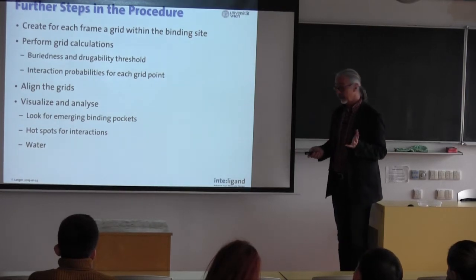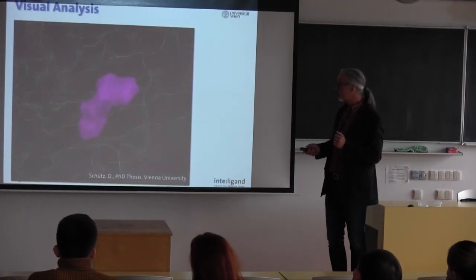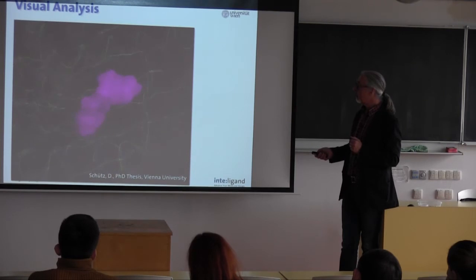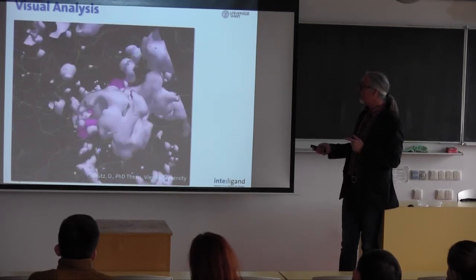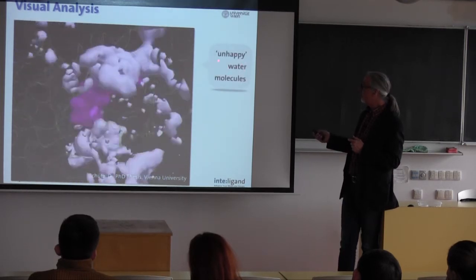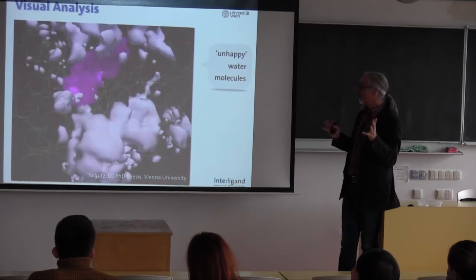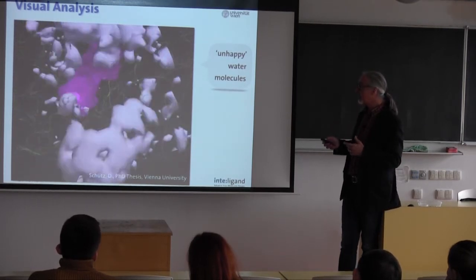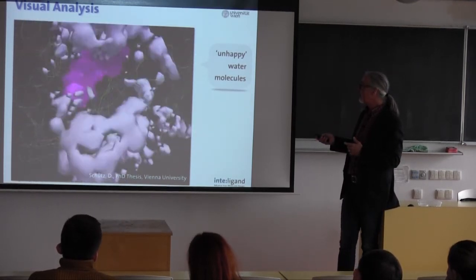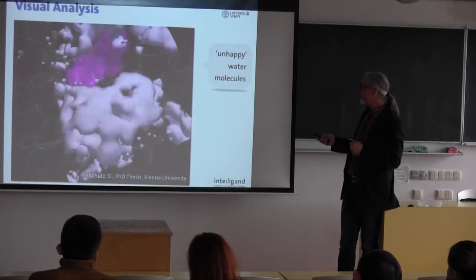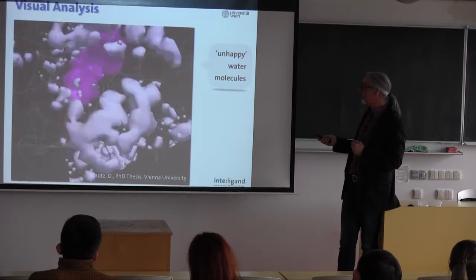Water is extremely important in this case. And I want to show you one example here, coming from a PhD thesis of one of our students here who was working in collaboration with people. And this is water molecules here. So these are the so-called unhappy water molecules. Means that they are entropically disfavored. And we can calculate this, actually, and also look at the happy water molecules, which will appear just in the next part of this movie.